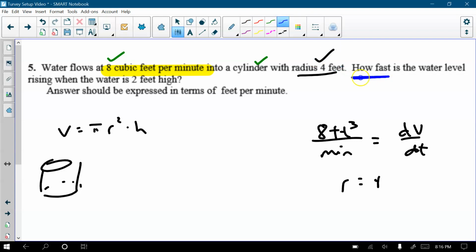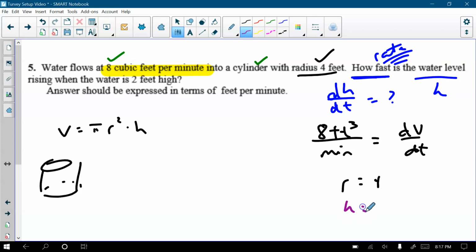Okay, when it says how fast, that is a rate. That means that you are looking for a derivative value when the water level rises. Well, we'll call water level h. So the question is asking for dh/dt. And when the water is 2 feet high, that's helpful, h is 2. Notice I do not care what the volume is when the radius is 4 and h is 2. What I do care about is what the rate of the volume is changing at.